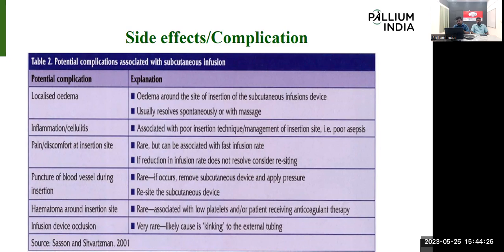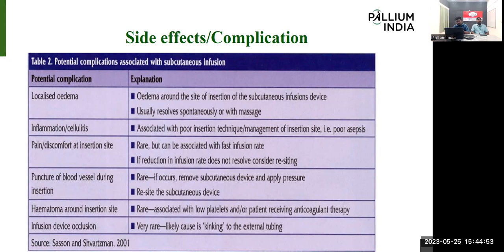If it is not subsiding, or the mild edema keeps lasting there, we can give a gentle, mild massage. By giving that massage, we can solve the issue. If it is not solved and the edema is increasing, we need to change the site. We can assume it's a poor absorption area.